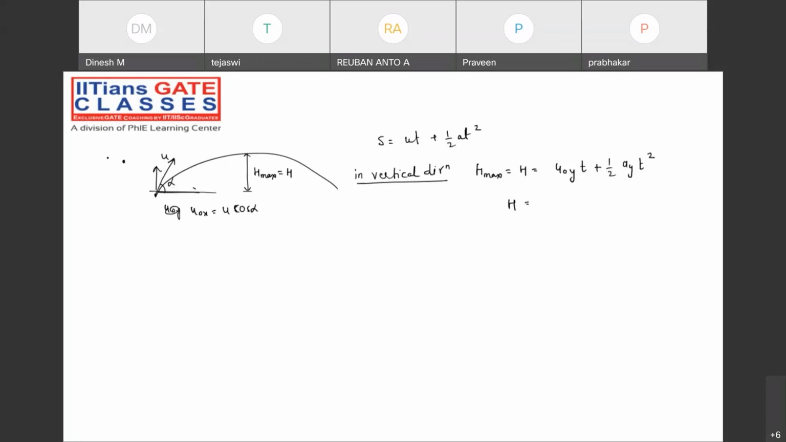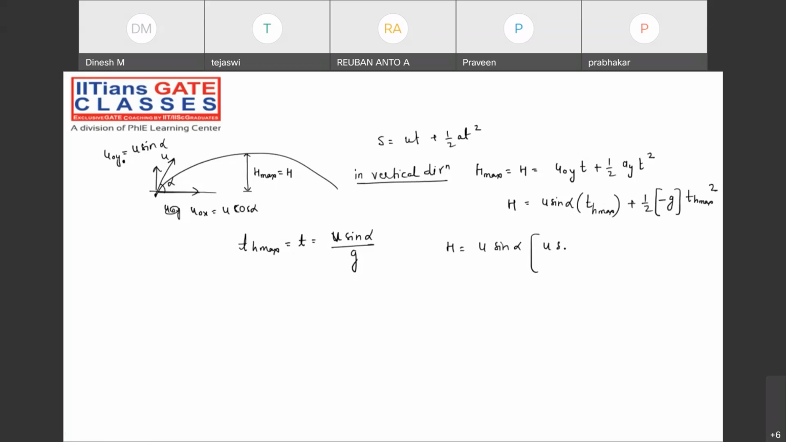What about u naught y? U into sine alpha. And how much time is it taking to reach the maximum height? You already calculated, or not? What is the answer for that? Time required to reach the maximum height, the answer is what? U into sine alpha divided by g.